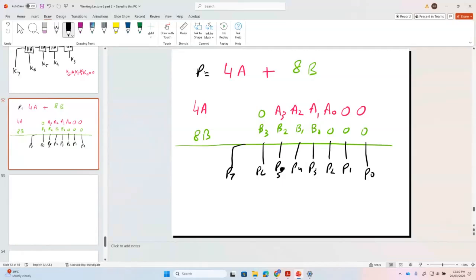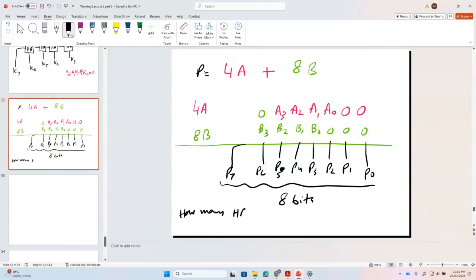Yeah, because to avoid overflow, we need 8 bits. How many bits do we need? 8 bits, to avoid any loss of data. Okay. How many half adders? 2. So we need 2 half adders.